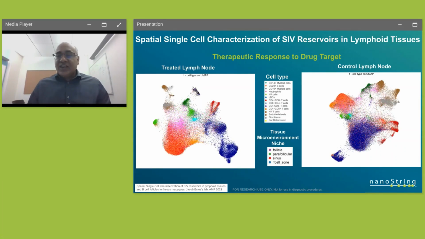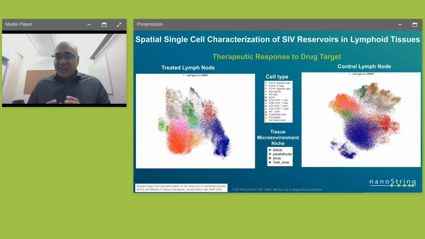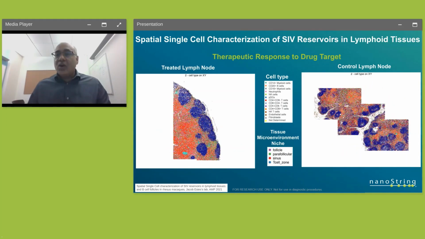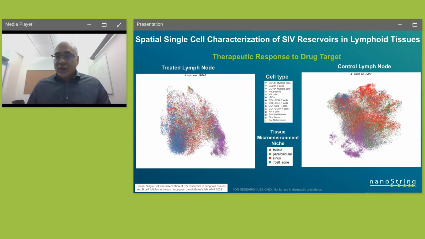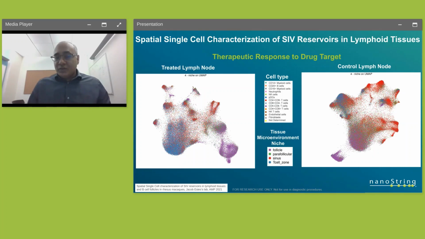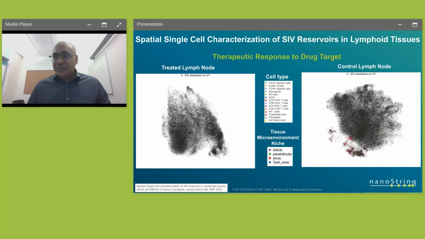Further analysis indicated that these SIV-infected cells are predominantly located in a B cell follicle of control lymph nodes, and they are drastically reduced in treated lymph nodes, as shown here with red colored dots. So red colored dots are SIV-infected cells.